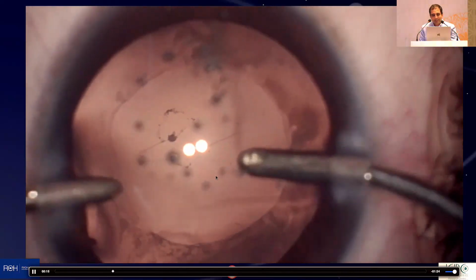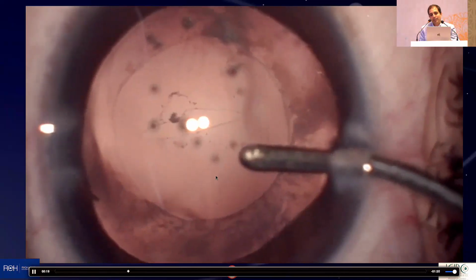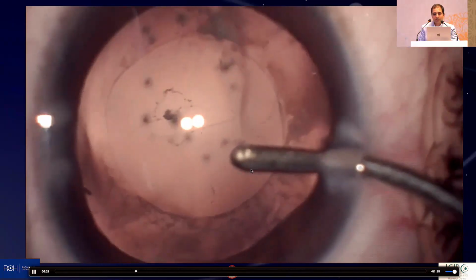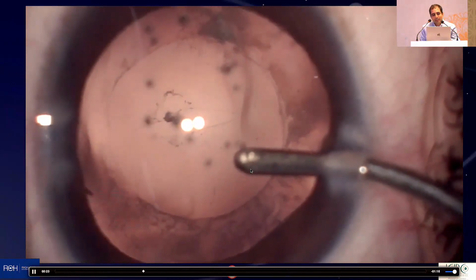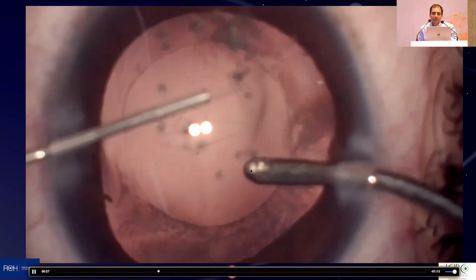So now, since I've already done it, I still now have to go back and get calm again. So make sure that the irrigation is on, and I'm going to inject dispersive viscoelastic at this point of time, because dispersive viscoelastic is one which stays.